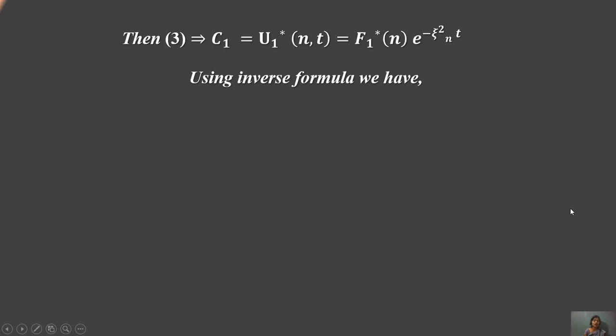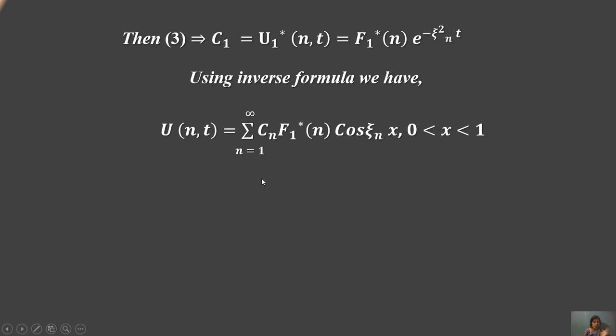Then we apply the inverse formula of the Fourier transform. All the values of c1 as well as f1* are put in this equation, that is u(n,t) equals summation n equals 1 to infinity c1 f1*(n) cos xi n x, considering the limit of integration 0 to 1. Then, putting in all these values, the summation n equals 1 to infinity f1*(n) e to the power minus xi square n t cos xi n x will be generated.